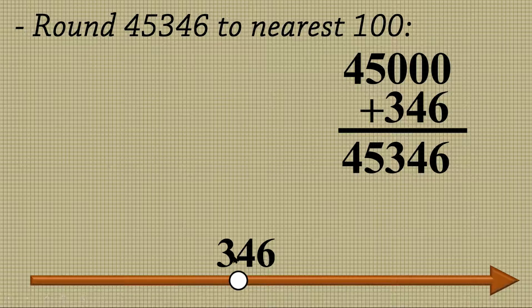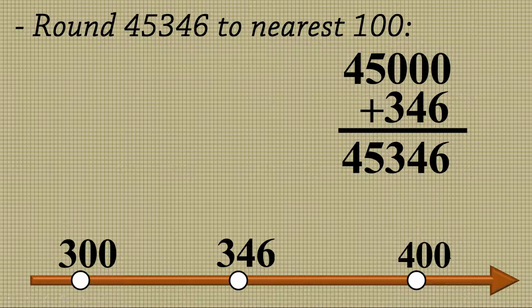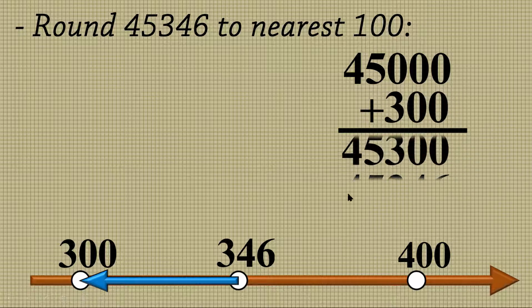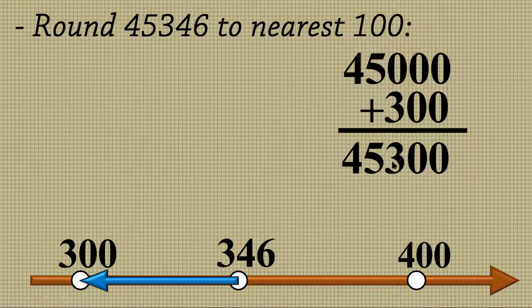346 will have the previous gas station as 300 because 46 is extra for me. I will remove it. And then if I add 100, I will get 400 as the next gas station. 346 is before the halfway, so it's rounded down to 300. If I substitute 346 for 300, the answer will be 45,300 as the value rounded down.